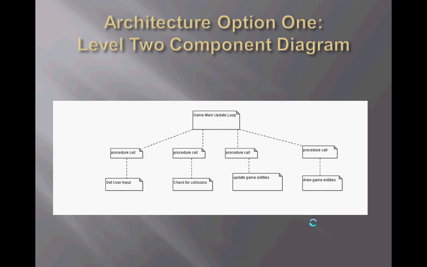Here we have the Level 2 component and connector diagram, showing a high-level organization of a subroutine-based architecture for the game. The primary component is the game main update loop. It communicates with the various subroutine components via procedure call based connectors.